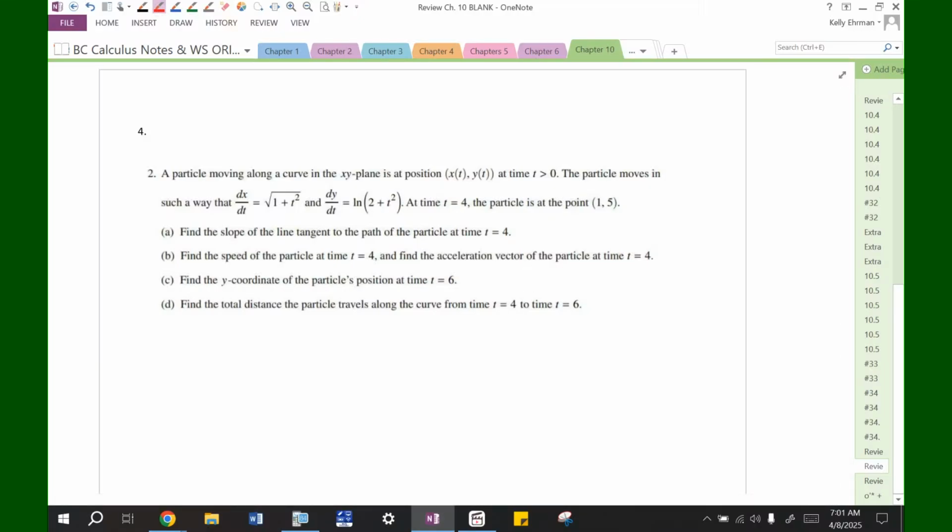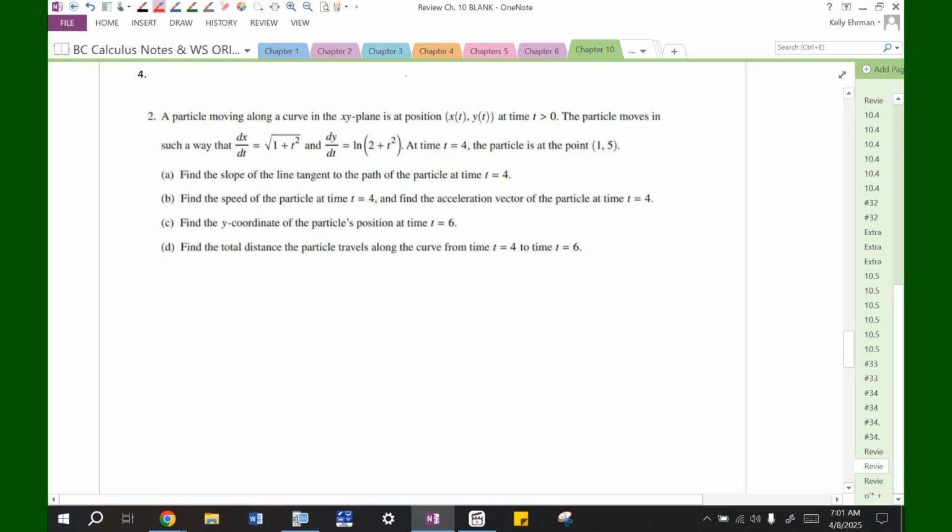This one is parametric. Remember, we did have parametric equations. They were a bit easier, I hope. You just have some formulas to remember. So a particle moving along the curve in the xy plane is at this position for any time greater than 0. Here's dx dt, here's dy dt, and at 4, we're at this point. Remember, I always like to write out that x of 4 equals 1, and y of 4 equals 5. We know we're going to need to use that, and it's easy to assume that's at 0 or something if we're not looking carefully.